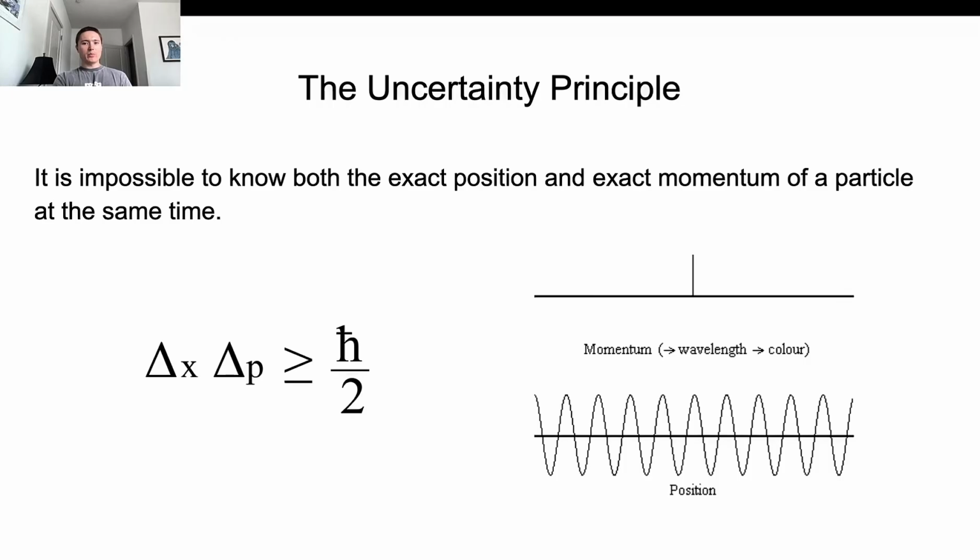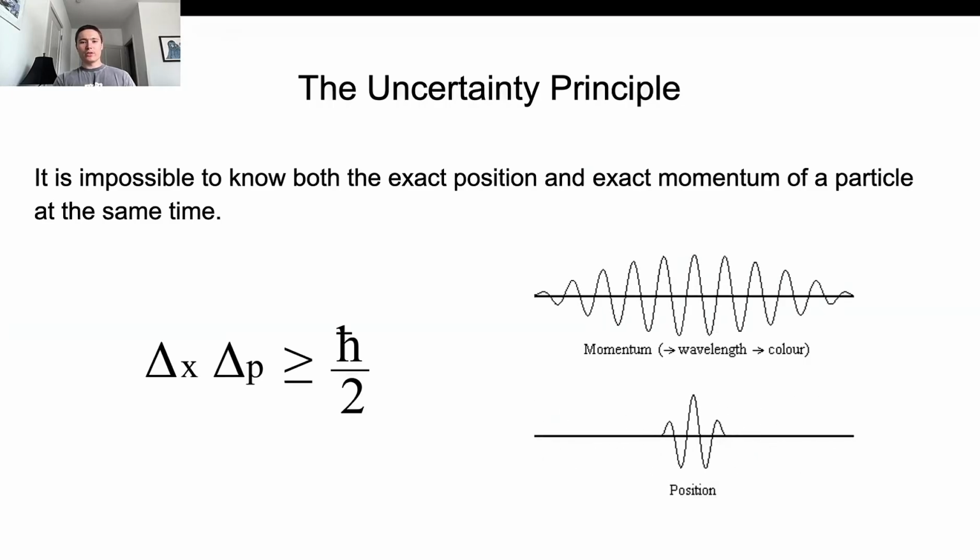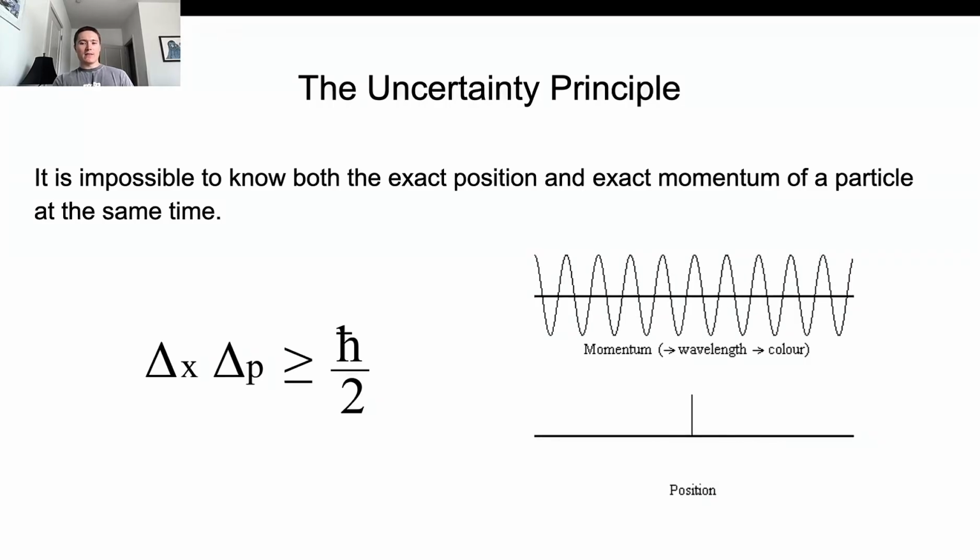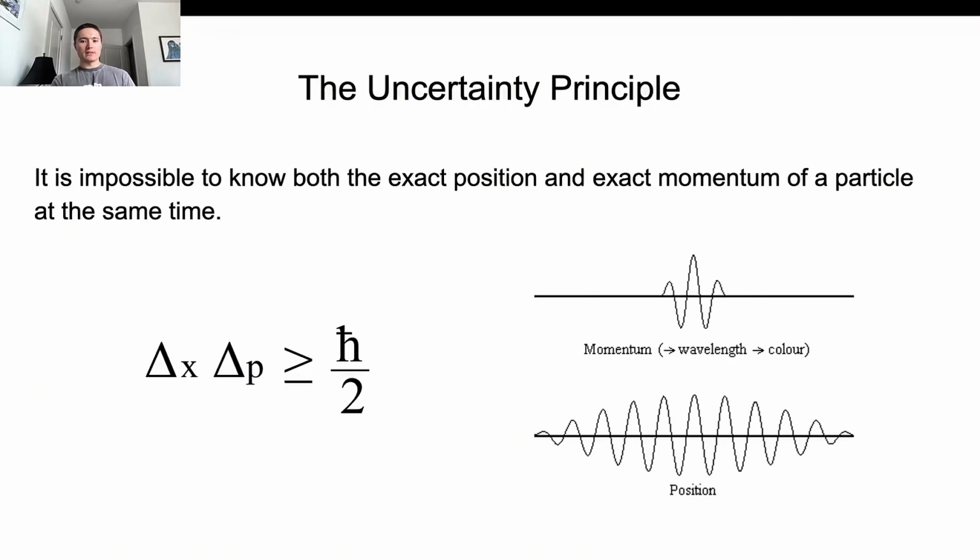So the uncertainty principle states that it is impossible to know both the exact position and the exact momentum of a particle at the same time.